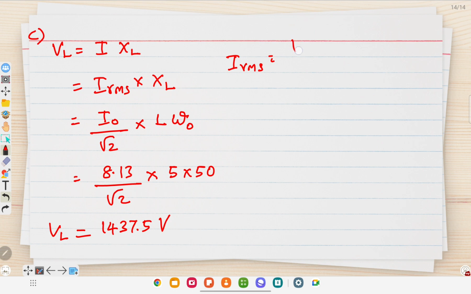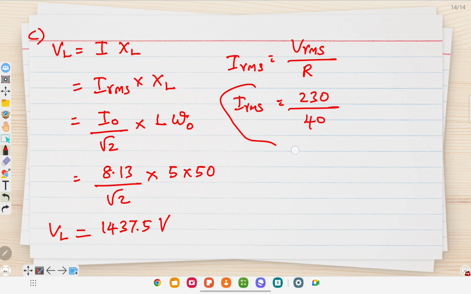And here for this IRMS current, if you want you can even go for IRMS is equal to Vrms by Z, or R. So in this case Z is equal to R. So Vrms we know which is 230, and R value you know which is 40. So you can use this method also. You can use this IRMS if you don't want to go for 8.13 by root 2. So whichever is convenient to you, you can use.